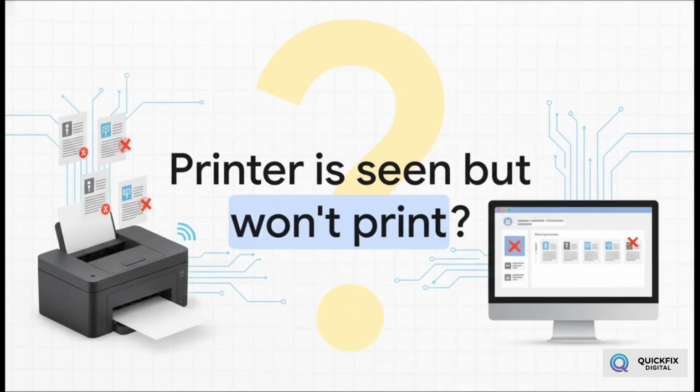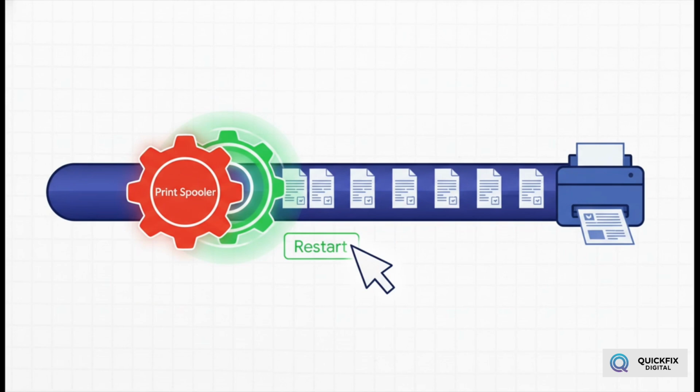So what if you can see the printer, but nothing's actually printing? It happens a lot. The fix for that is usually pretty simple. Just restart the print spooler service inside the VM.